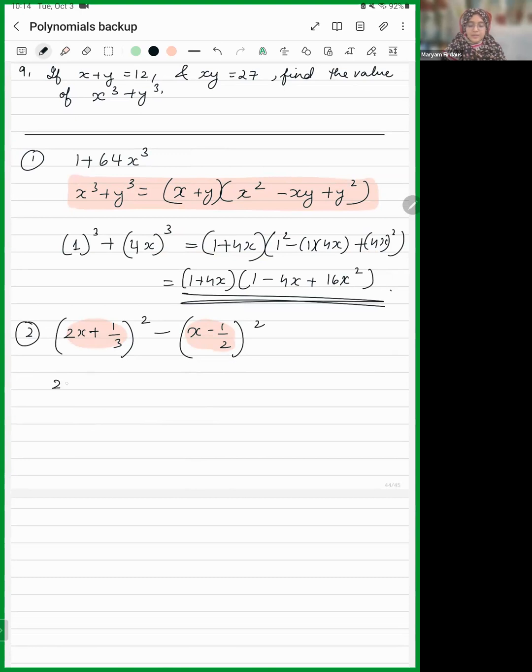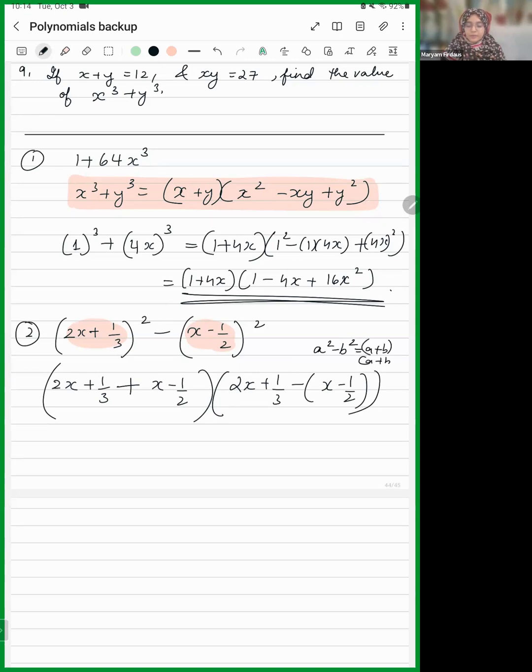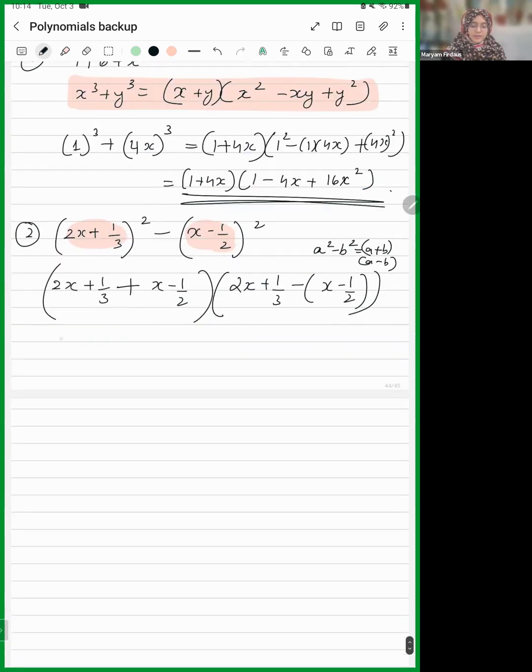2x plus 1 by 3 plus x minus 1 by 2 multiplied by 2x plus 1 by 3 minus x minus 1 by 2. Because we have applied, and you have to write the reason also. A square minus b square is equal to a plus b, a minus b. You have to write the reason somewhere, okay? So then this becomes 2x plus x.